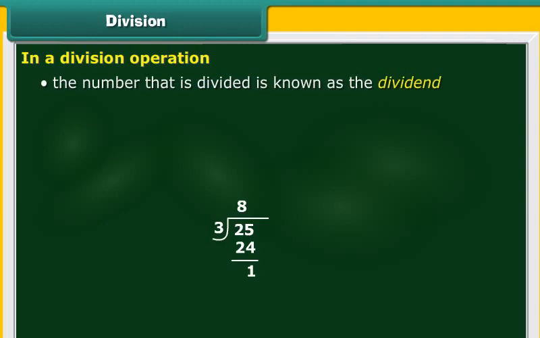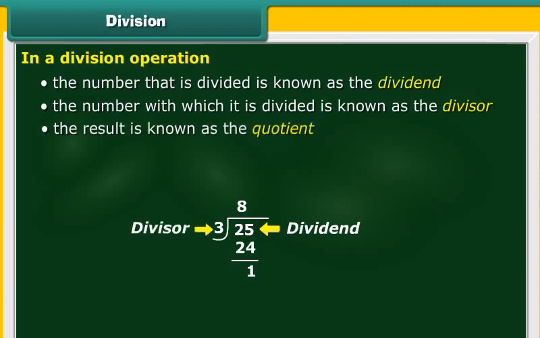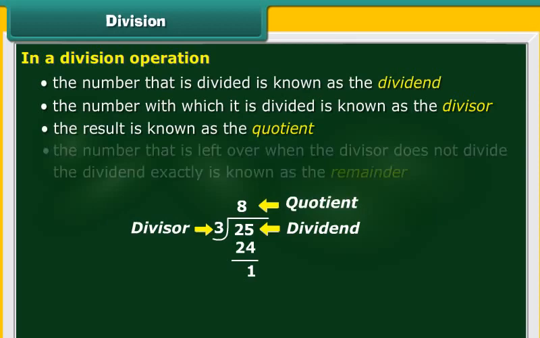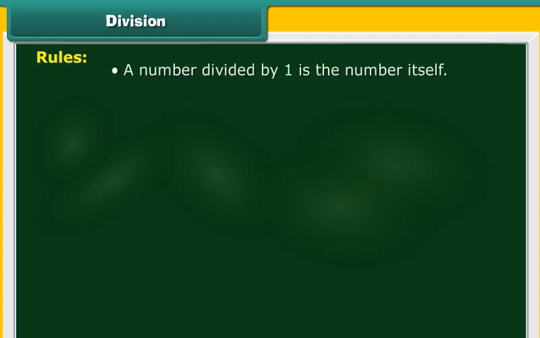Division. In a division operation, the number that is divided is known as the dividend. The number with which it is divided is known as the divisor. The result is known as the quotient, and the number that is left over when the divisor does not divide the dividend exactly is known as remainder. Let us look at some rules of division. A number divided by 1 is the number itself.